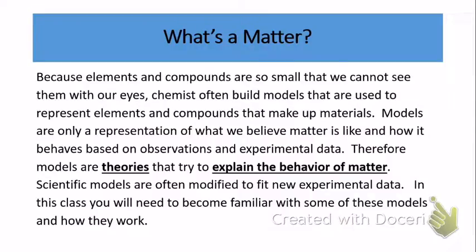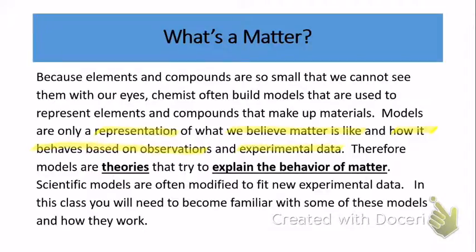All right, now what we're going to move into is talking about modeling. Models are very important in chemistry. So what exactly are models? Well, this statement here, I'm going to point out some important points and highlight some things, and you might want to do the same thing. Because elements and compounds are so small that we cannot see them with our eyes, chemists often build models that are used to represent elements and compounds that make up materials. Models are only representations of what we believe matter is like and how it behaves based on observation and experimental data.